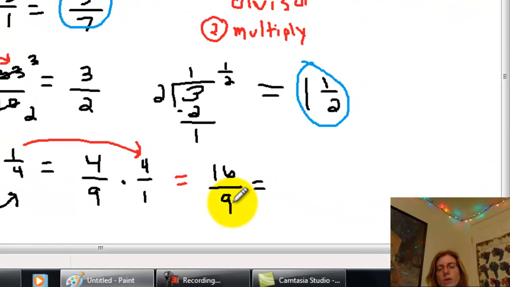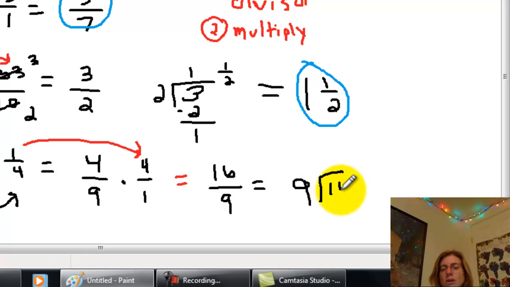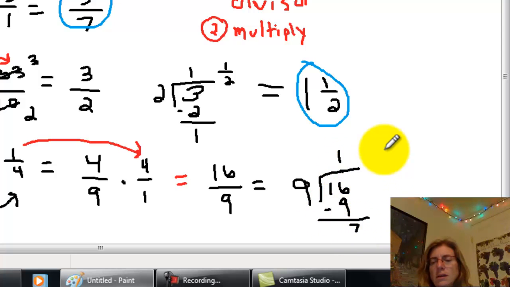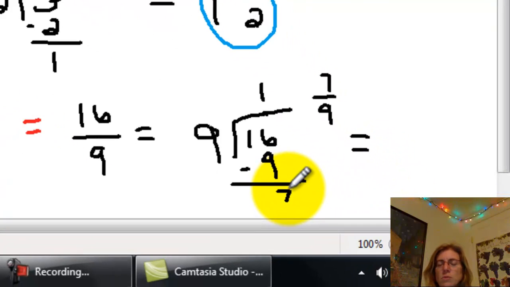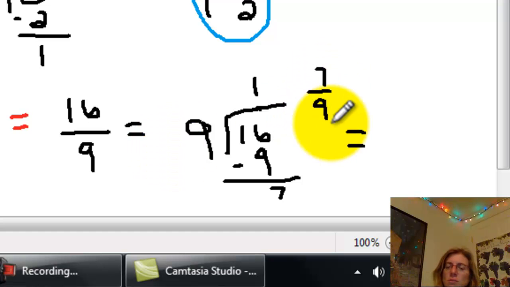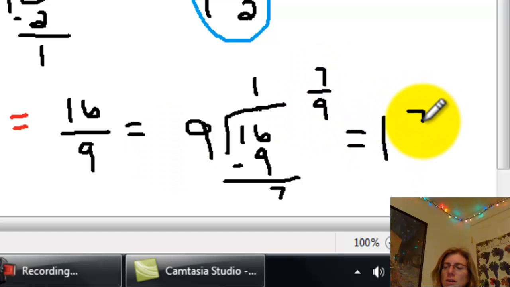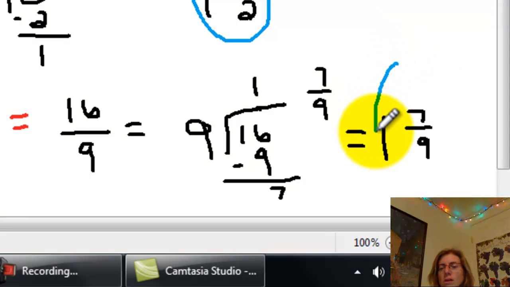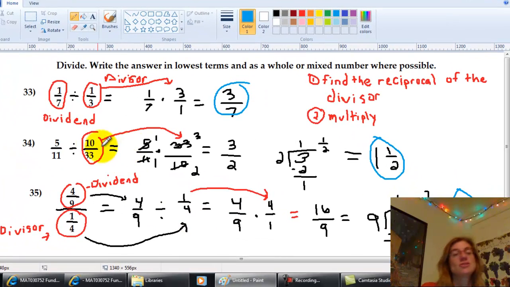Once again, this is an improper fraction, so it needs to be a mixed number according to our instructions. So 9 into 16 goes once. 16 minus 9 is 7, and that's 7/9. Because the remainder is the numerator, the divisor is the denominator, so 1 7/9. And of course that can't be reduced at all. Alright, so those are the answers to 33, 34, and 35.